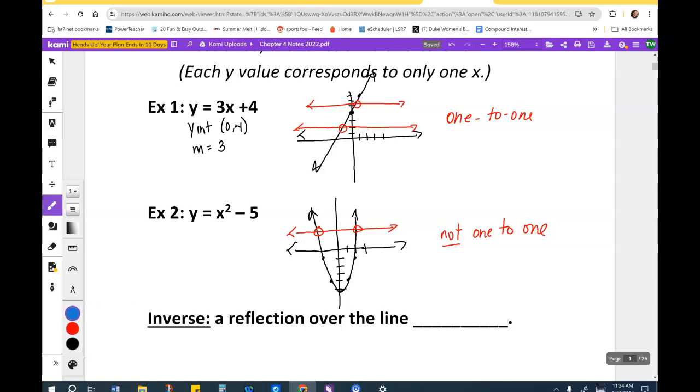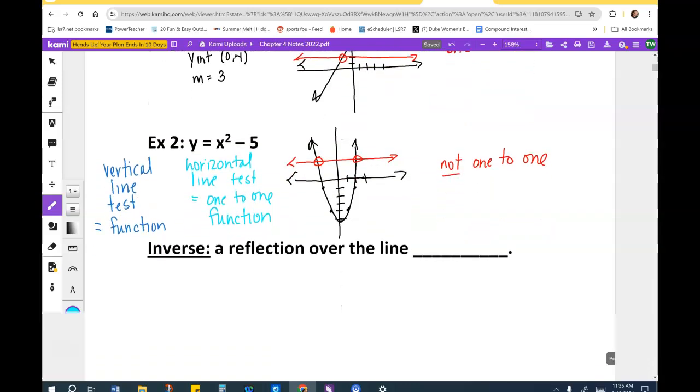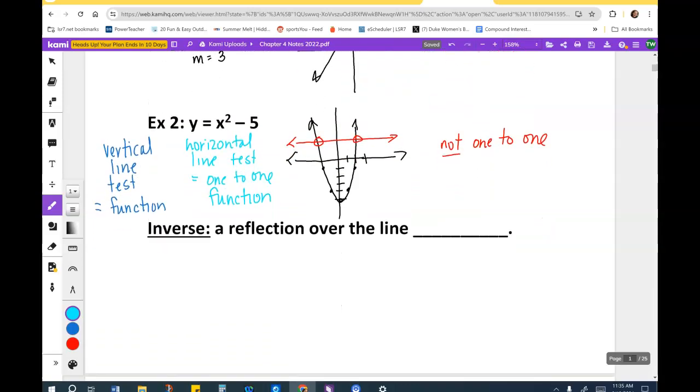So here's the thing you need to remember. The vertical line test, which we've learned before, tells you if it's a function, right? The horizontal line test tells you if it's a one-to-one function. So if it passes the vertical line test, it is a function. It's a one-to-one function if it also passes the horizontal line test.